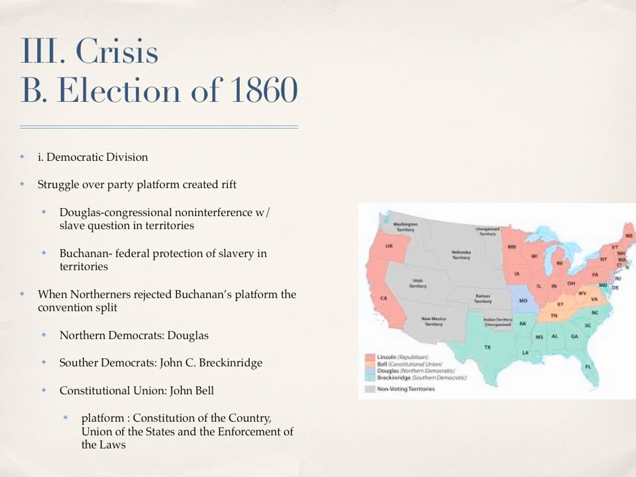Okay, so finally we get to the election of 1860. There's division in the Democratic Party, which never really works out good. If you've noticed, when there's a third party that's created, generally the party that's split is not going to win, one way or the other.